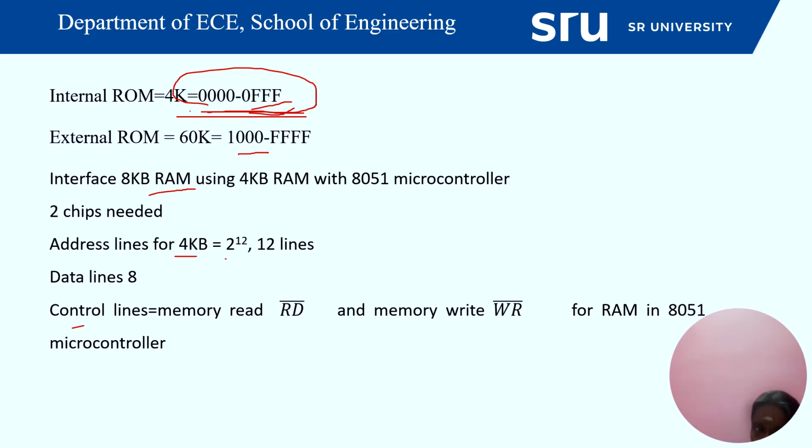And then for control, in case of ROM, memory read, because it is read only memory, we cannot edit. Only the content available inside can be taken. That is why memory read in the previous case. But for RAM, we can write as well. Not only read, write as well. That is why read bar, write bar. It is memory read and memory write, right? For RAM in the 8051 microcontroller.